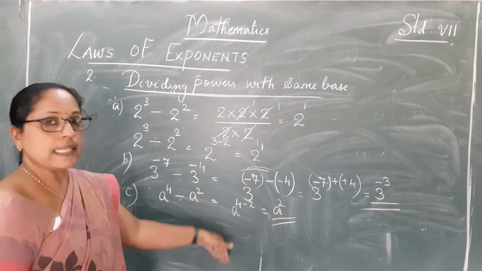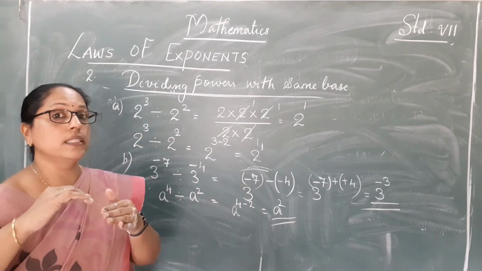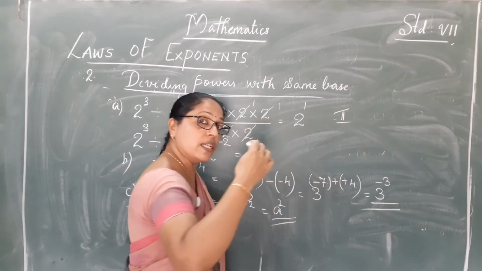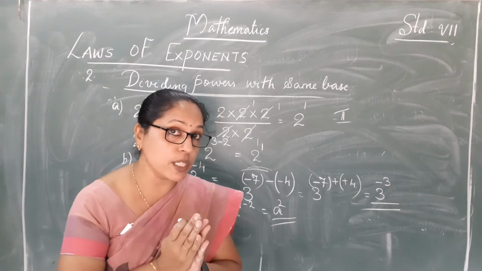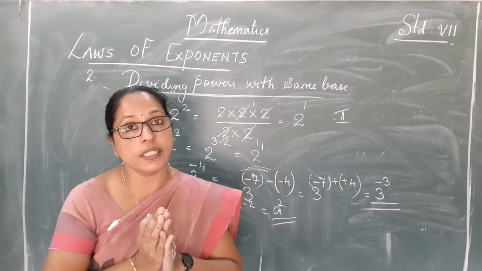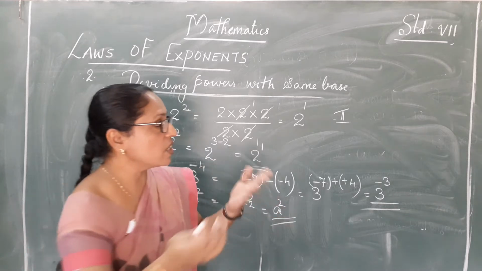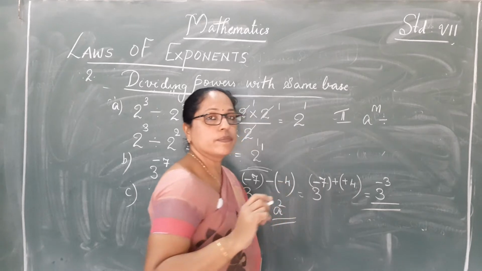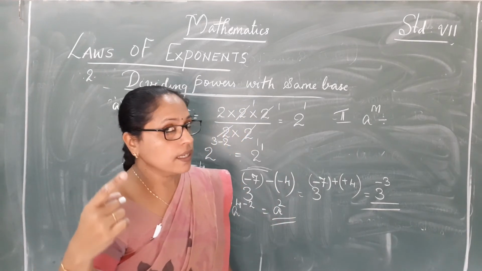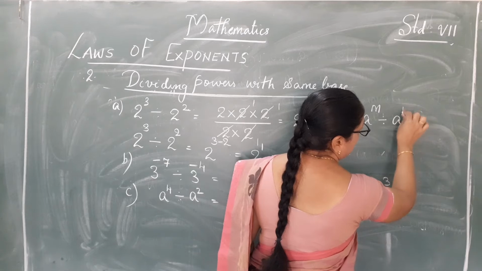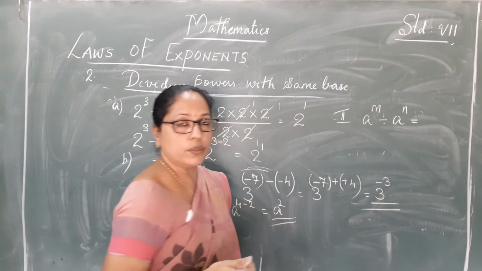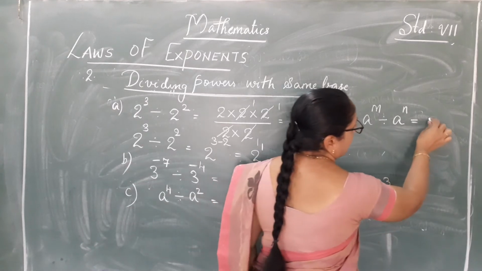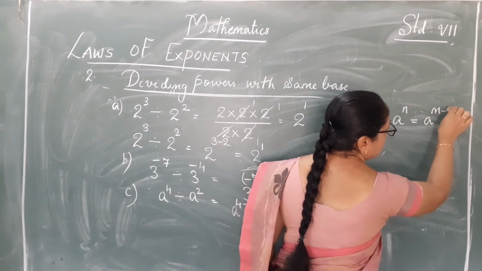So from all these examples, we could arrive at the second law. Can you tell it in a general way, as I explained the first law? Come on, can you think of it? Yes, take it in a general way. A raised to m divided by a raised to n is equal to, what do we do with the powers? Yes, exactly. That is a raised to m minus n.